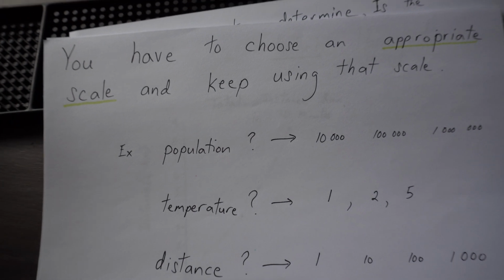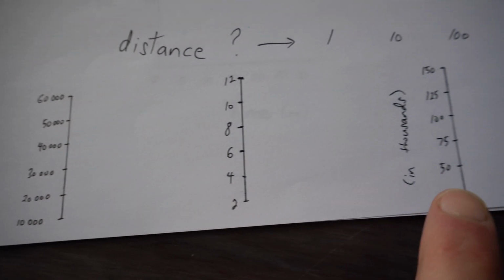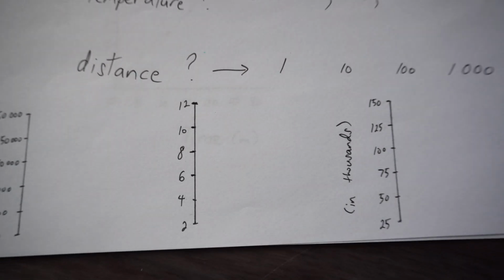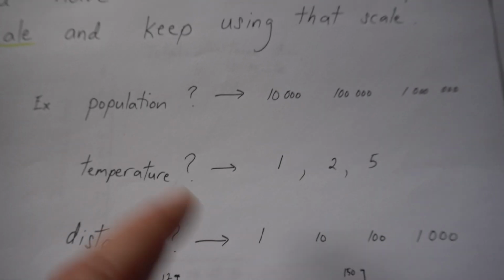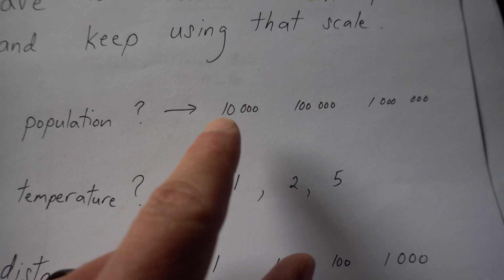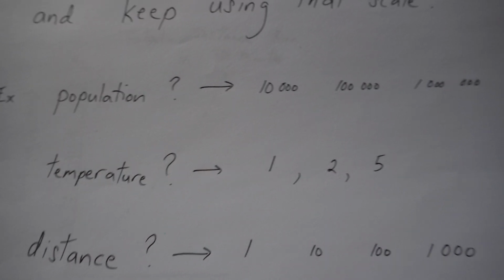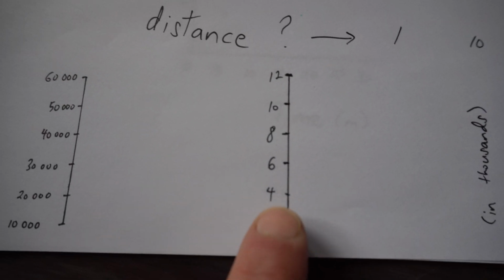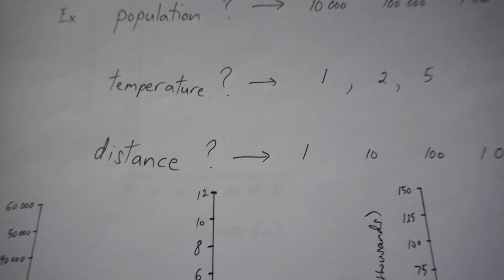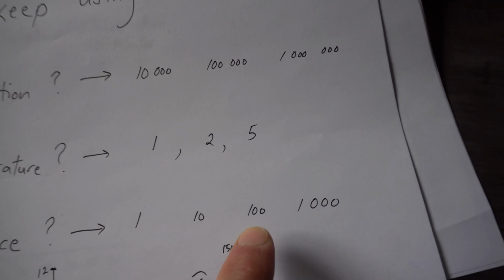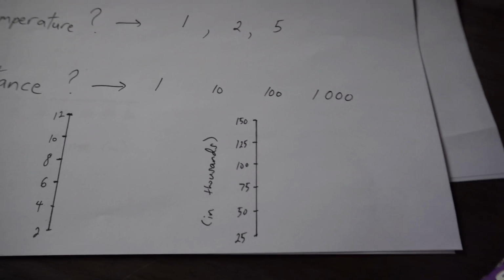Okay, the next thing you have to have is an appropriate scale and then keep using that scale. The numbers that it goes up by can vary greatly. You can have the same space, but you can use different scales. Population, you might be talking about 10,000, 100,000, a million. So you're going to go up by large numbers like that. Temperature, you probably are going to go by 1, 2, or 5 degrees. So this one goes by 2 on that scale. And then distance, again, that might be 1, 10, or 100, 1,000, whatever.